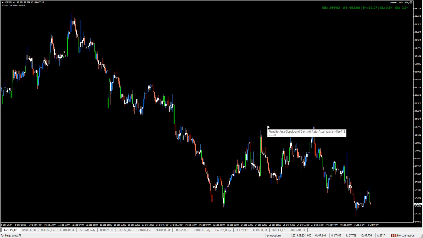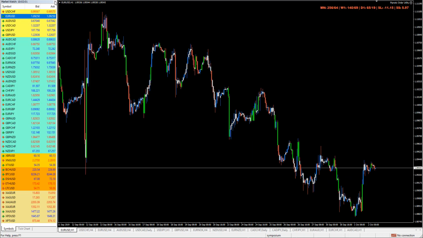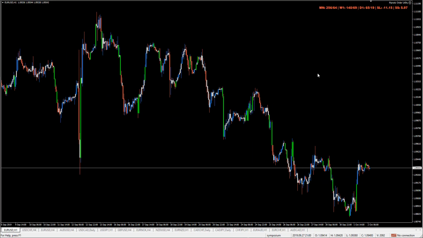Okay, and so this is just a really important point that I want you to pay a lot of attention to. So if we have a look at another example, let's have a look at the Euro US dollar. Okay, and here you want to see areas where supply or demand has been consumed, and we'll find something here that's very clear if we can find one. Okay, so let's have a look here.